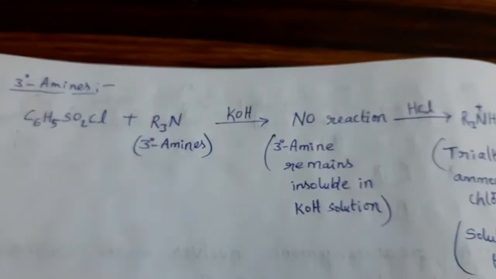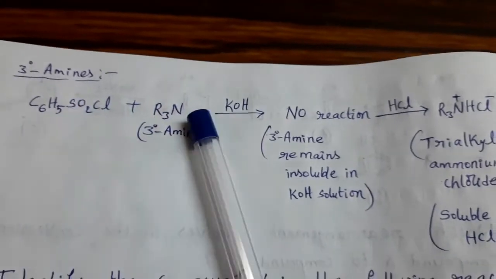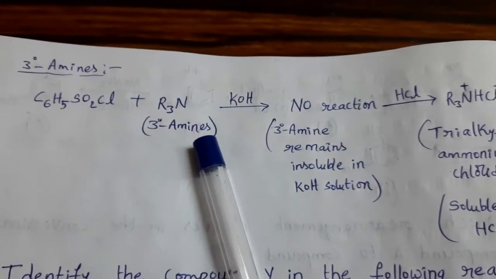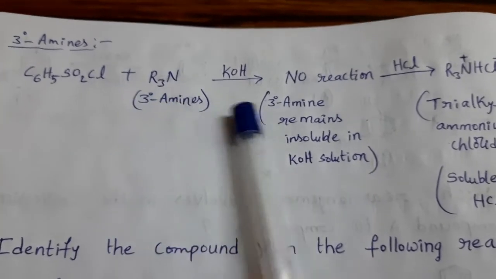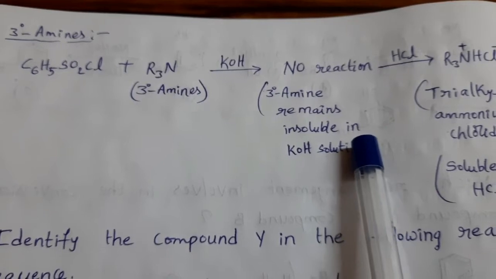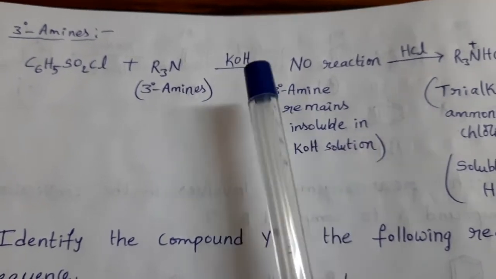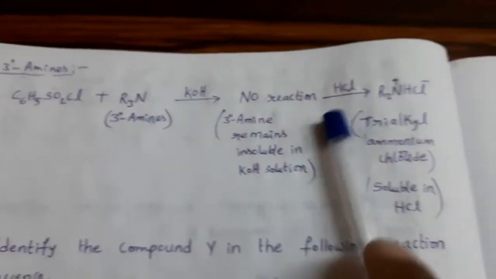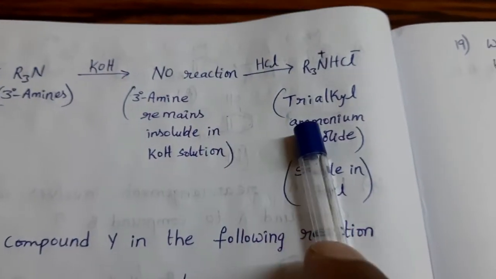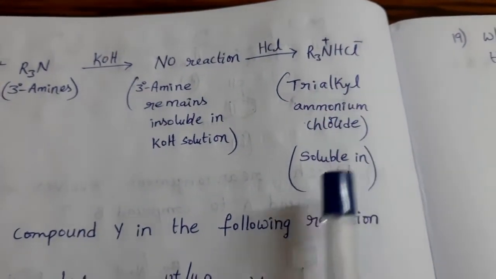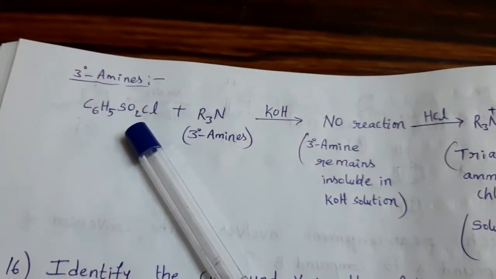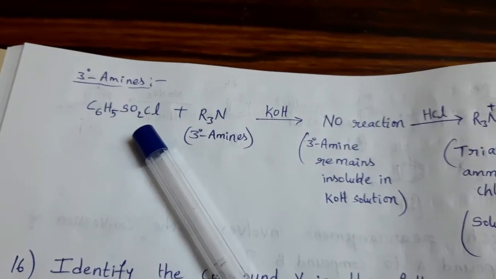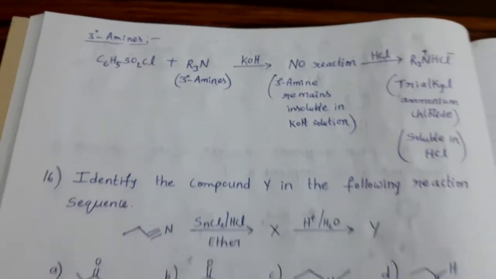Now, the tertiary amine reaction. Benzene sulfonyl chloride plus R3N, the general formula of tertiary amines, gives no reaction. Between these two, there is no reaction. That means the tertiary amine remains insoluble in KOH solution. Now to this mixture, if we add HCl, we get trialkyl ammonium chloride. This is soluble in HCl. In this way, Hinsberg reagent is useful to distinguish primary, secondary and tertiary amines.